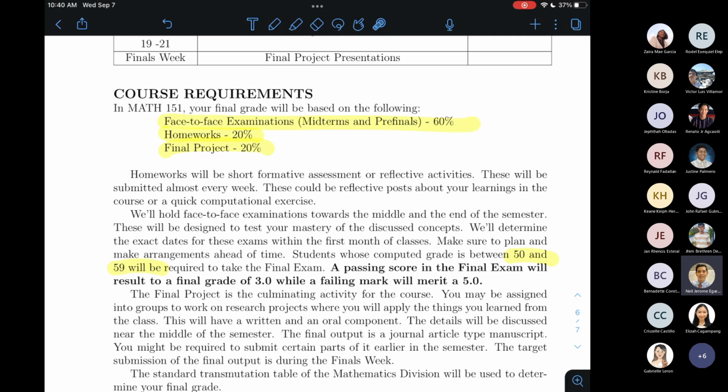Departmental policy, tatlo kami nagtuturo ng 151. So it's hard for me to change this rule. It's a committee policy. So yeah, we will stick to this. All right? So I hope of the class.